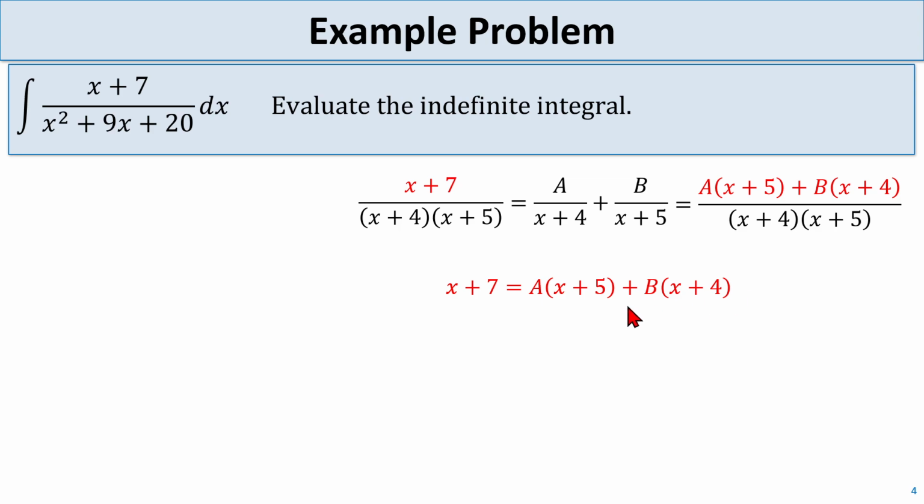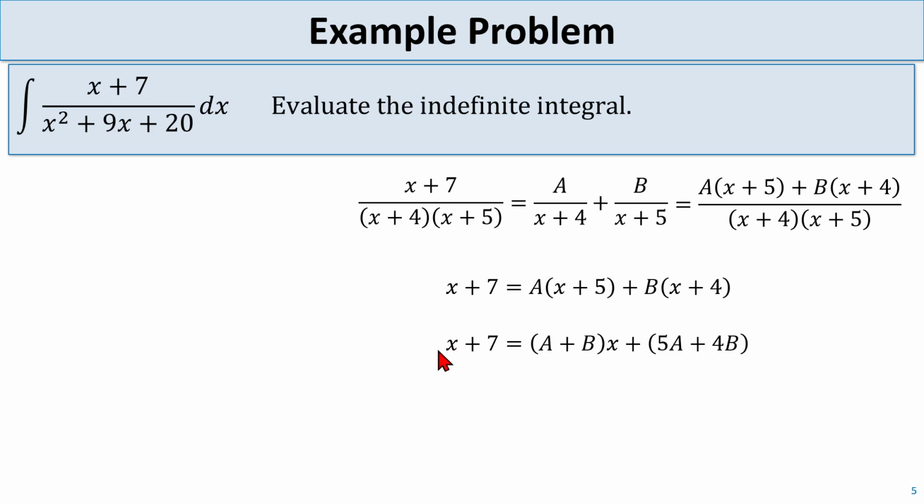Now, first I'm going to show you the normal way that you can solve for the values of A and B, and then I'll show you the trick afterwards. The normal approach involves just expanding the expression on the right, collecting all the like terms. For example, if we collect the terms that are proportional to x, we had A times x plus B times x, so we get (A + B) times x. And the constant terms end up being A times 5 plus 4 times B.